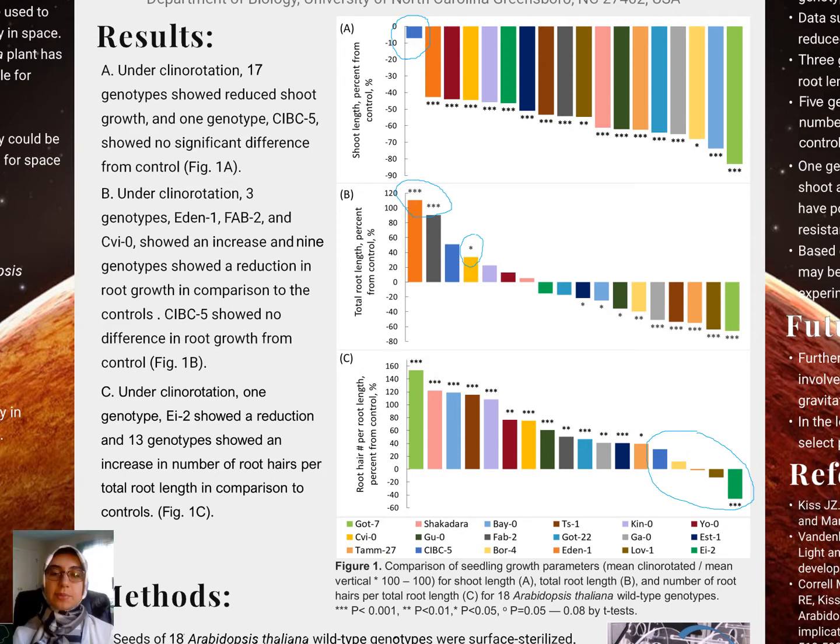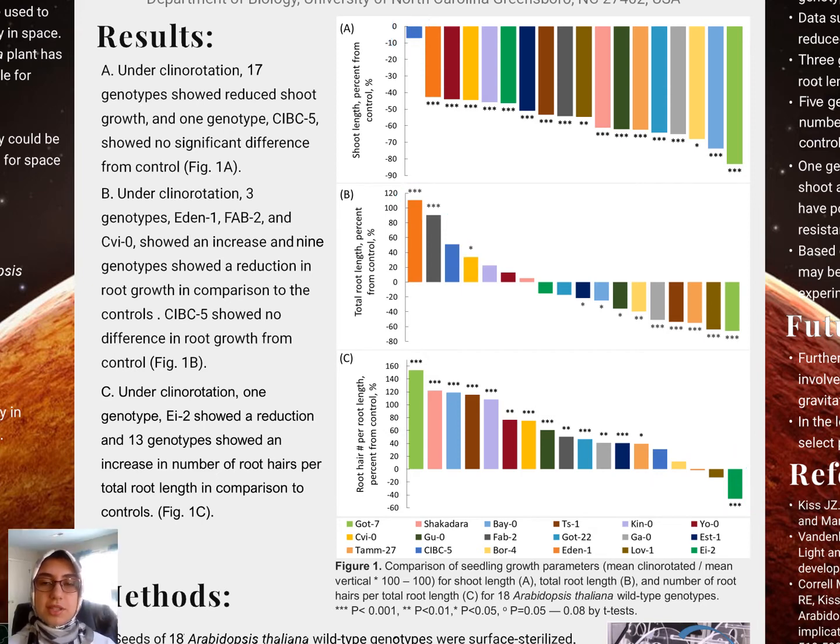On the graph all the way at the bottom, which shows the number of root hairs per total root length, 13 of the genotypes showed an increase in the number of root hairs, and this might be an indication of increased stress levels. But the 5 genotypes circled at the right either show a reduction or no difference in the number of root hairs, and this may indicate lower stress levels in these genotypes.